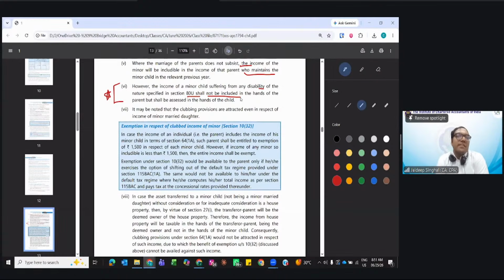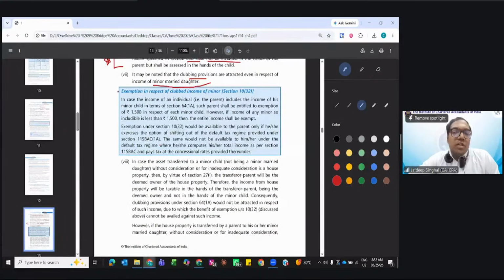If the minor child is suffering from disability, there is a section called 80U. We will study it in the deductions chapter. You will get some benefits if you have some disability. If the minor child is suffering from disability, then the clubbing provisions will not apply. It is an important exception. The question will give you just one line: the minor child is disabled as per 80U, and the clubbing provisions will not apply. You need to take care of this exception. It may be noted that the clubbing provisions are protected even in respect of a minor married daughter. Leave this note for now. I will explain it.